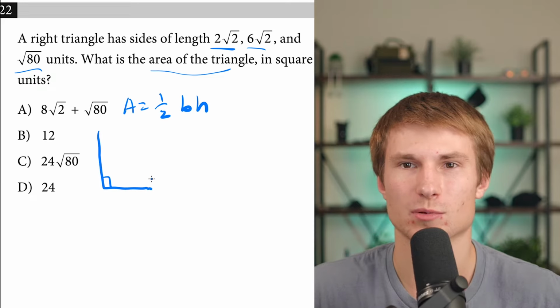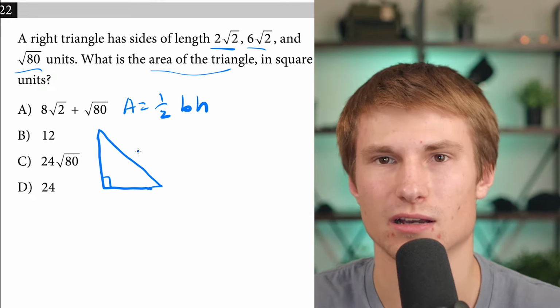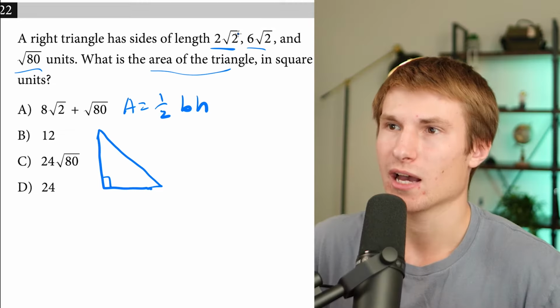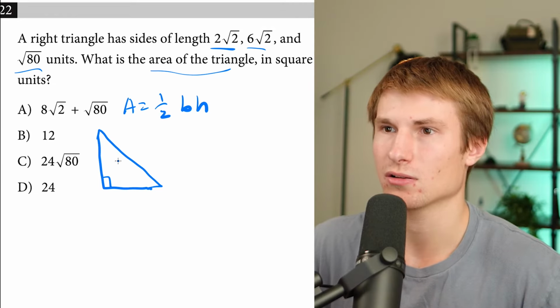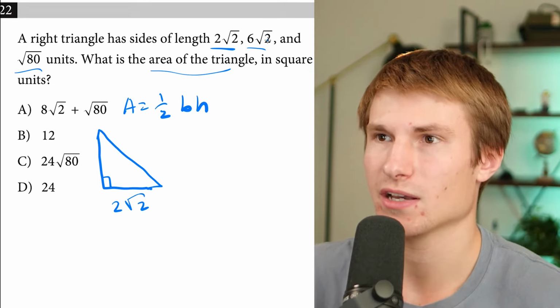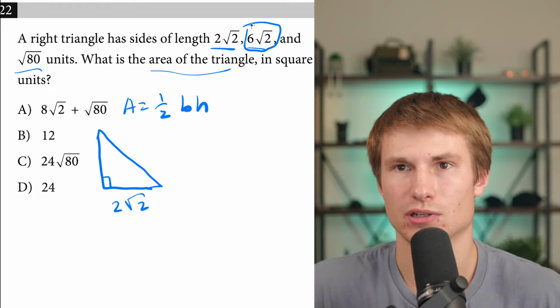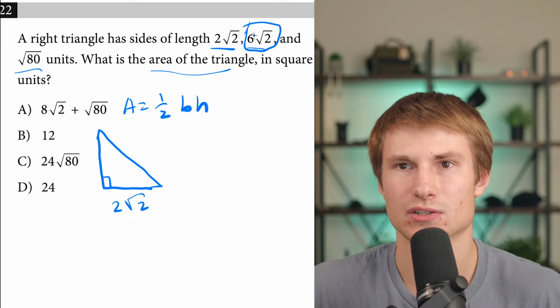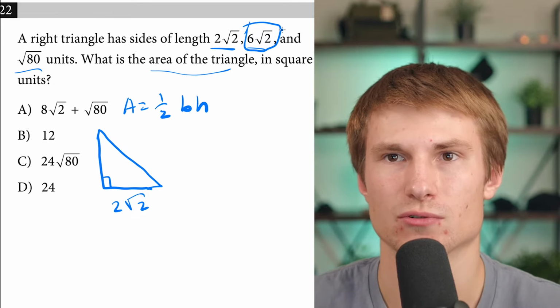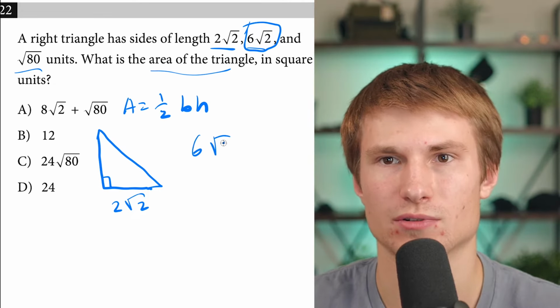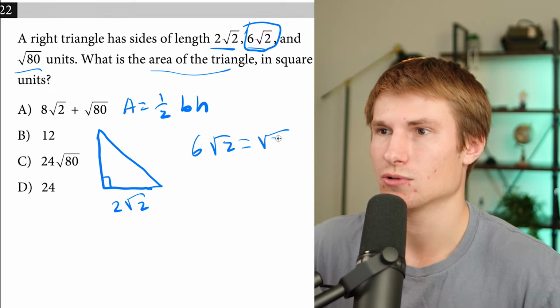I'm not going to draw this proportional because I haven't really looked at the sides yet. But anyways, right triangle. We've got 2 root 2, which will be one of the legs for sure. Then we've got 6 root 2 and root 80. Let me convert 6 root 2 into all being underneath the square root. So 6 squared is 36. 36 times 2 is root 72. So we can write that 6 root 2 is equal to root 72.